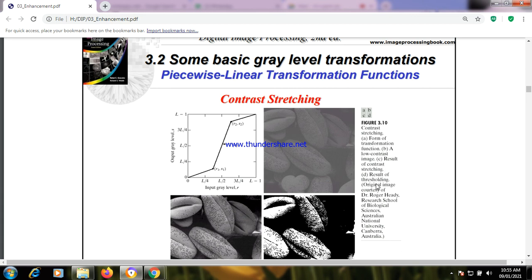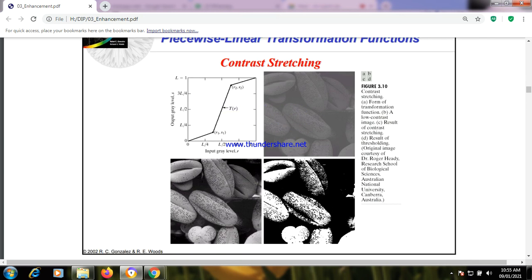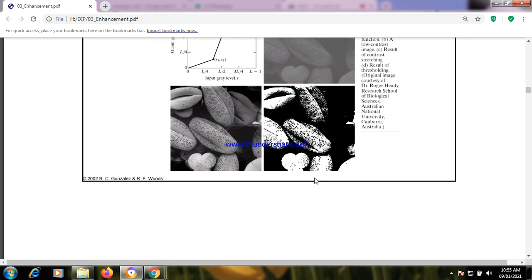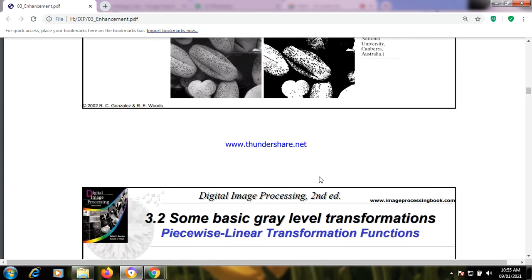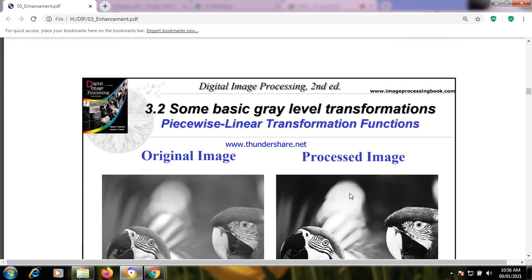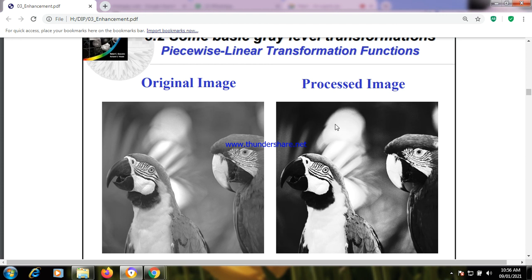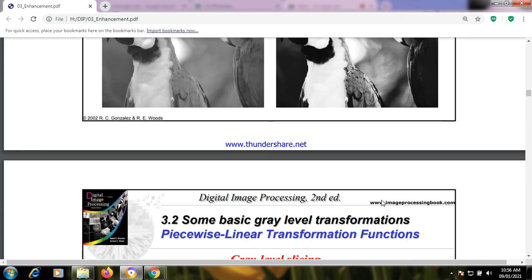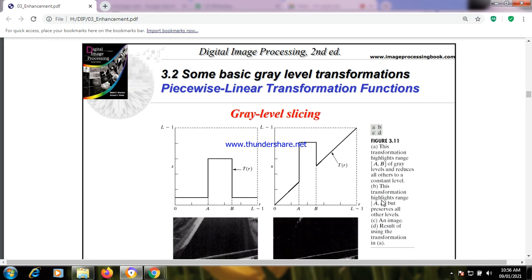Then D is the result of thresholding, right? So clear. Why we require this is that after contrast stretching, you can have more details in the processed image. So again you can make out the difference here. This is again a piecewise linear transformation. This is the original image, this is the processed image.